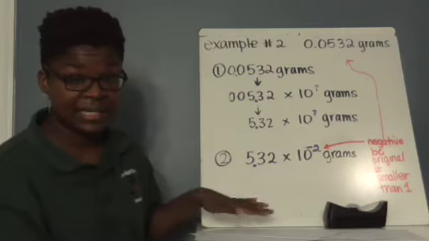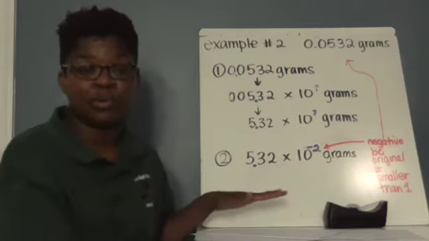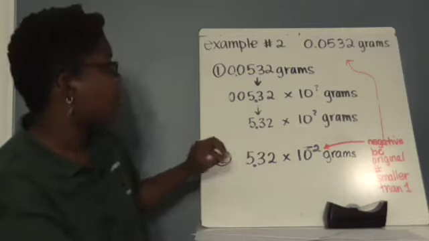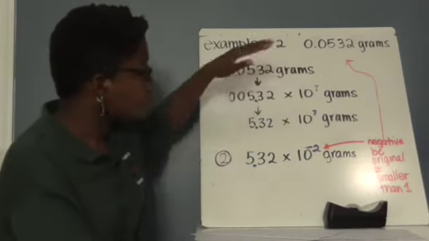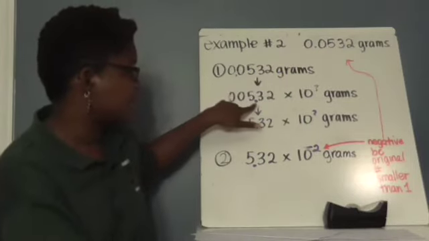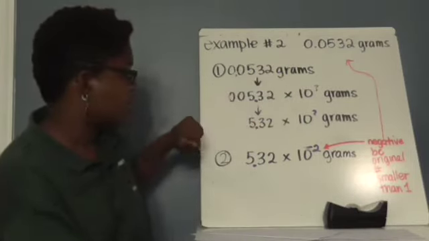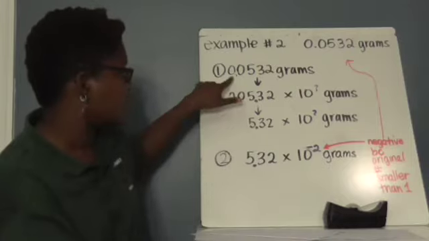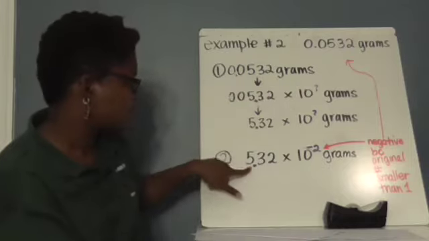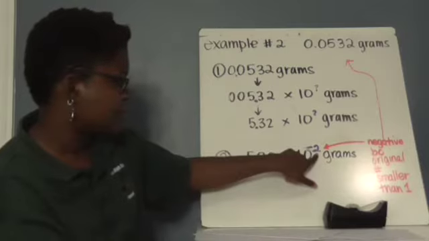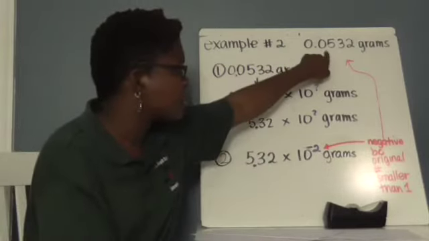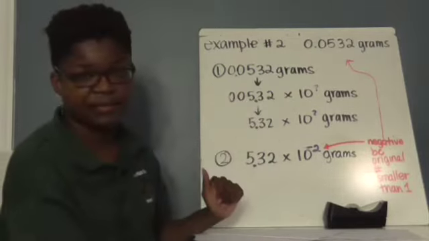But this way is consistent and the same no matter who is doing the problem. And that is that you always start with your original number. You move your decimal behind the first non-zero number. Then you look at how many jumps it took to do that. So in this case, that was 2 jumps. So that's where this 2 comes from. And then I look back at my original number. It's less than 1, so it gets the negative.